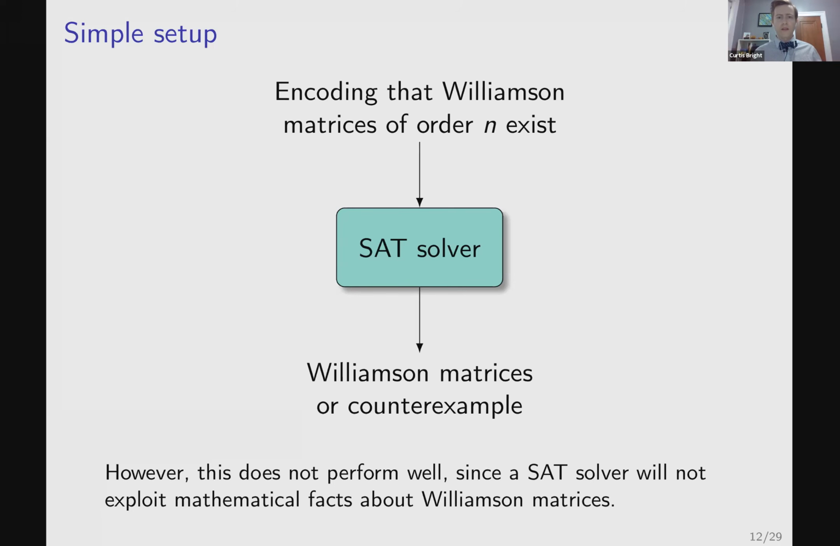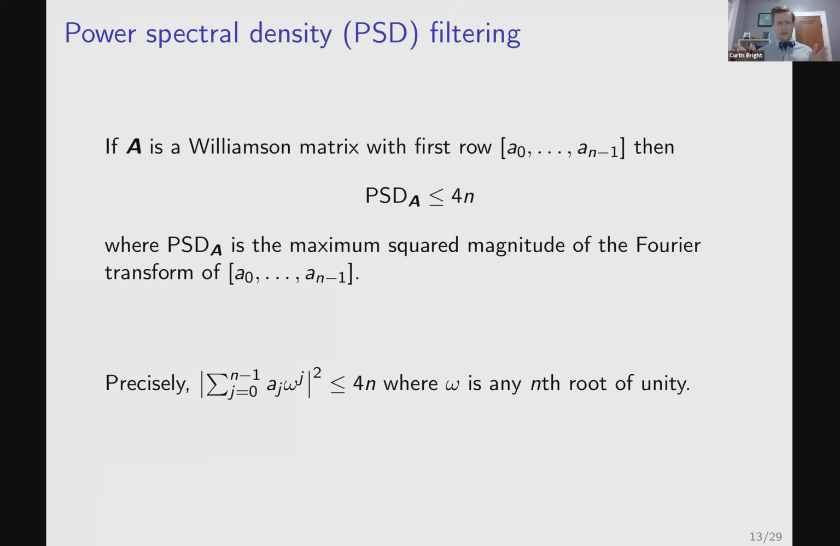So it worked relatively well, but there was a problem, as Vijay mentioned, right? The problem is the SAT solver has no knowledge about Williamson matrices. All it sees is just trues and falses. And there's lots of facts that mathematicians have proven about Williamson matrices, which are actually quite beneficial, as we'll see. One of the main examples is given on this slide here, and this is known as power spectral density filtering. The idea is as follows.